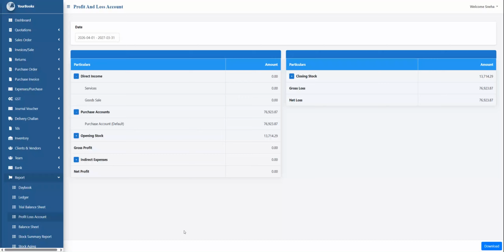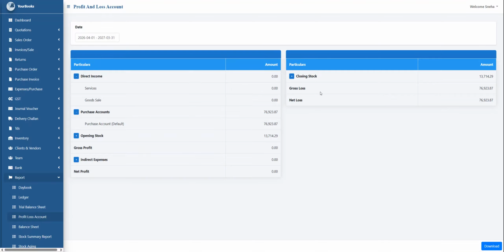Then we have gross profit and gross loss. The system automatically compares income and purchase related accounts to calculate your gross profit and gross loss. If income is higher than purchase, then gross profit is shown. If purchase and direct expense are higher, then gross loss is shown.